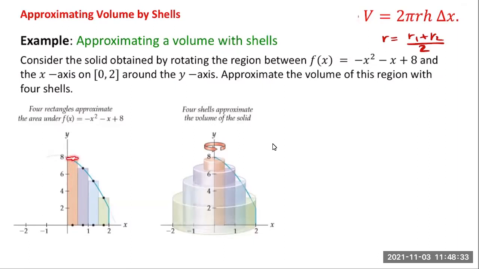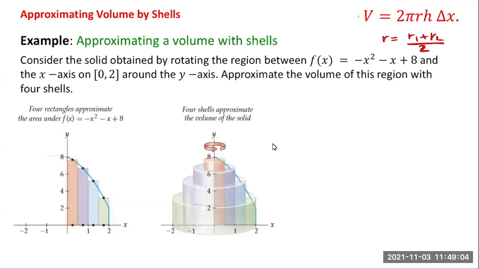Now, if I take a rectangle like this, I can rotate this rectangle around the y-axis to get a shell. Of course, if you rotate this rectangle around the y-axis, you really get a cylinder, not a shell, because the inner radius is 0 in this case. This edge of the rectangle coincides with the y-axis, so you really get a cylinder, not a shell.